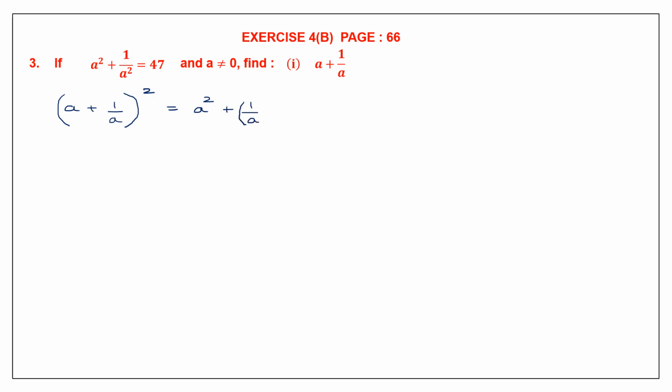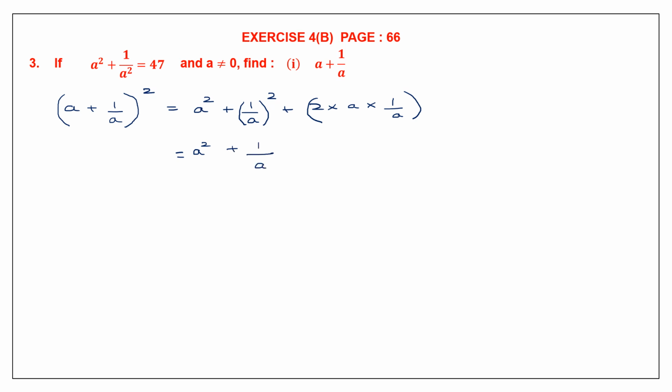So 1 by a the whole square plus 2ab, so 2 into a into b, which is 1 by a. So we have done the expansion here, that is we've used the identity a plus b the whole square is a square plus b square plus 2ab. Now let's simplify this. So this will be a square, this will remain as it is. This becomes 1 square, that is 1 into 1 which is simply 1.